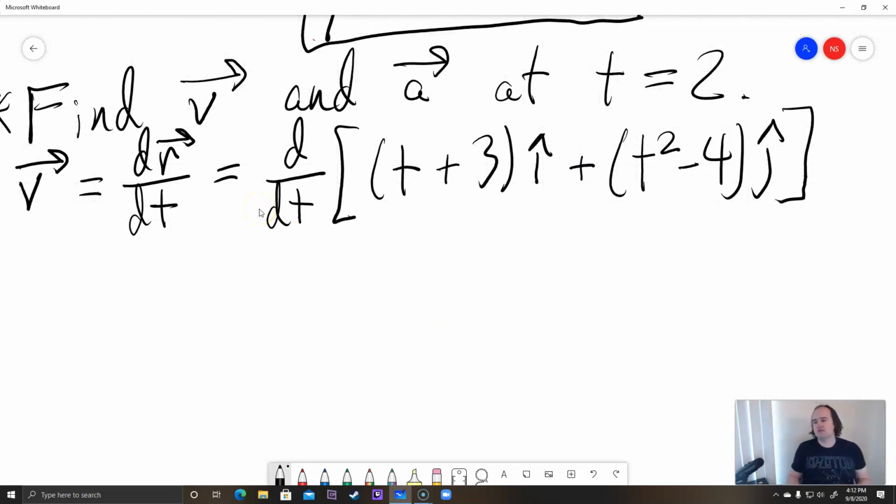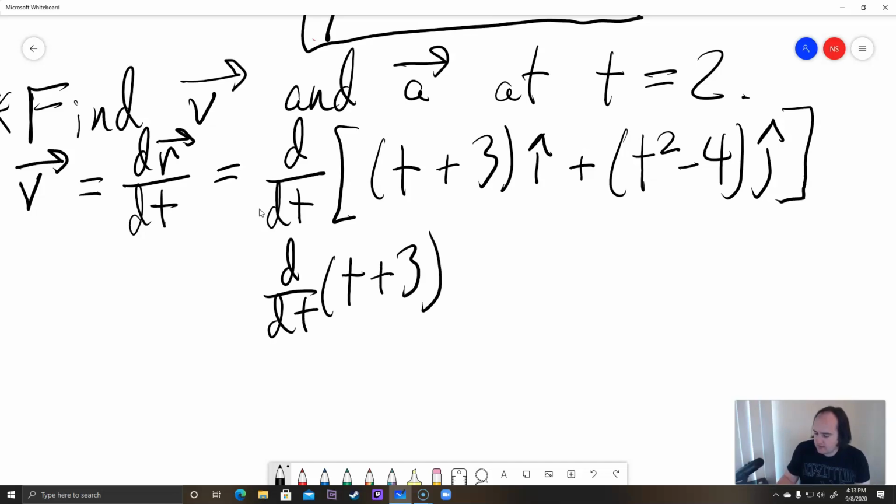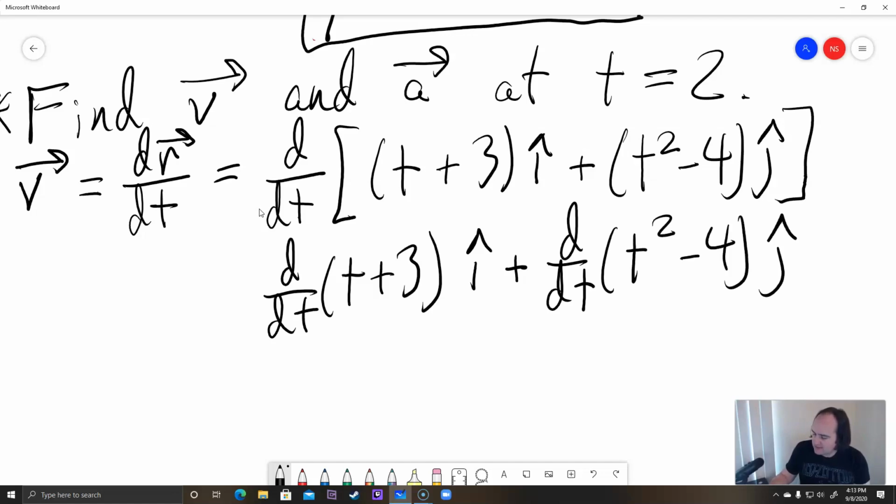And how do you take the derivative? Well, you take the derivative of each component. So this literally just means you take d dt of the first component, so d dt of t plus 3, and you're going to multiply that times i, plus d dt of your second component, so d dt of t squared minus 4 times j. Okay, and then for i, we know that the derivative of t is 1, and the derivative of a constant is 0. So we're actually just going to get 1 times i.